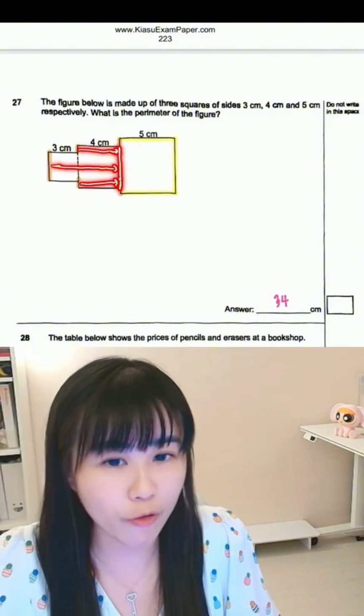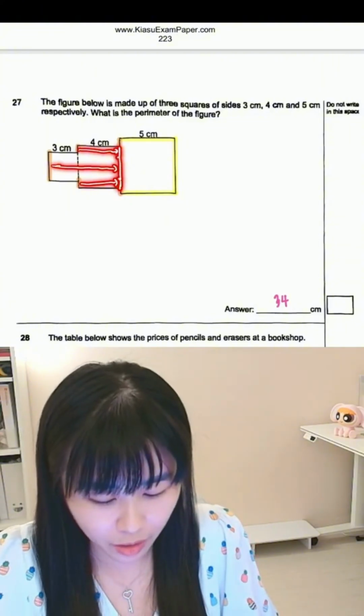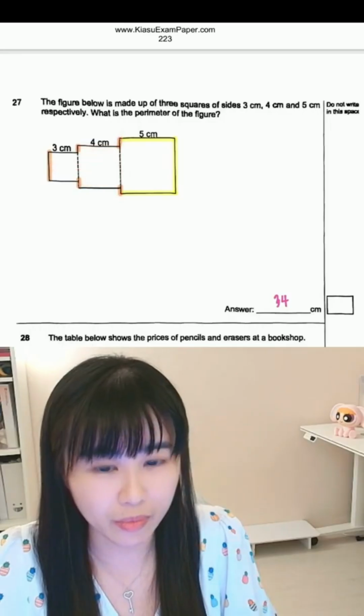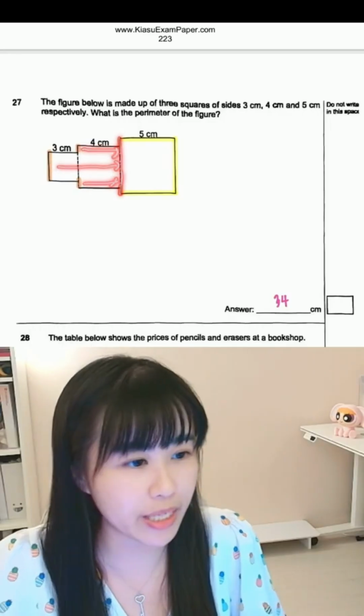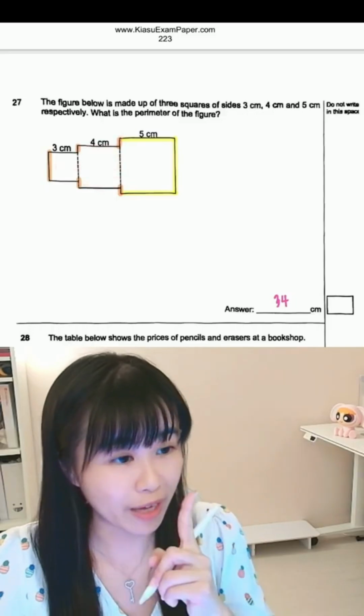So tell me, all the orange part become how many cm? Push it in, push it in. All these orange parts become how many cm? 5. Good, 5. Can see or not?